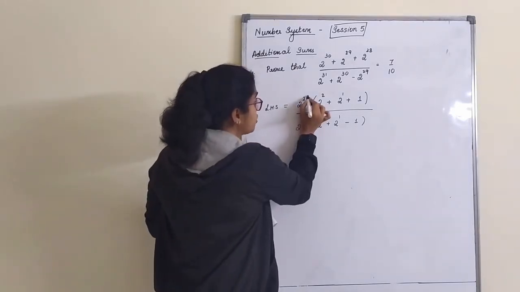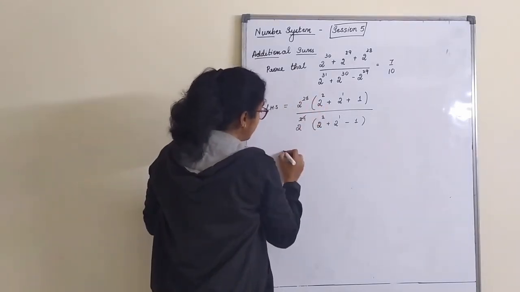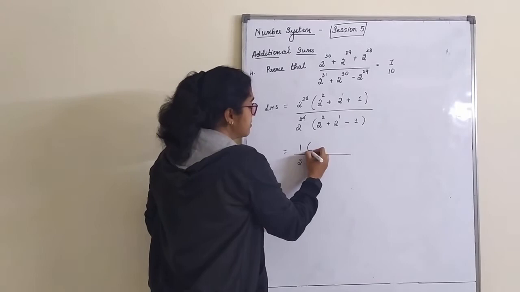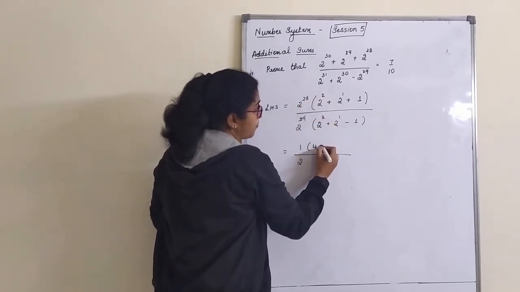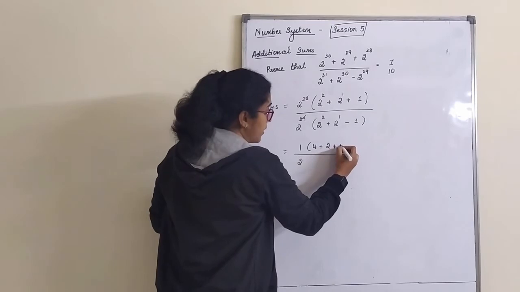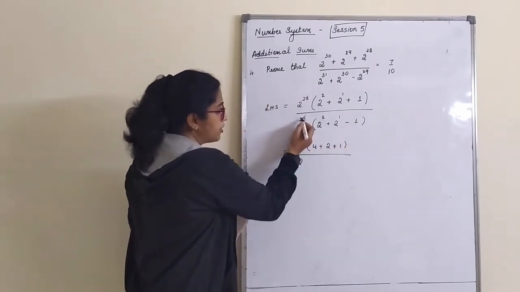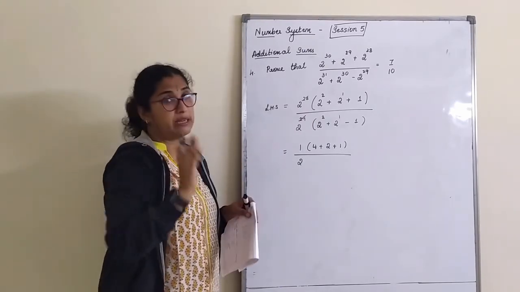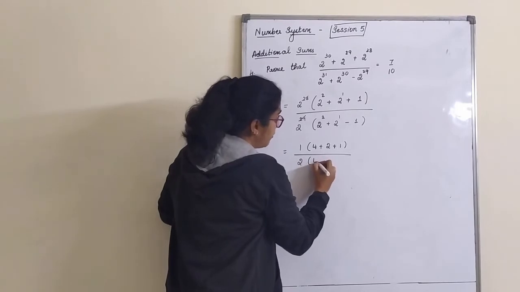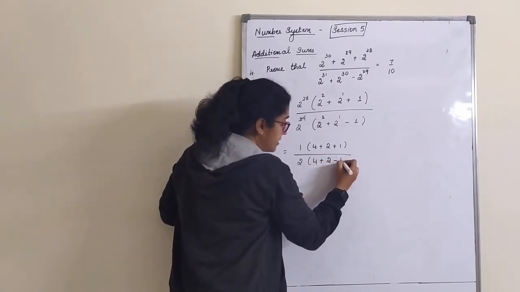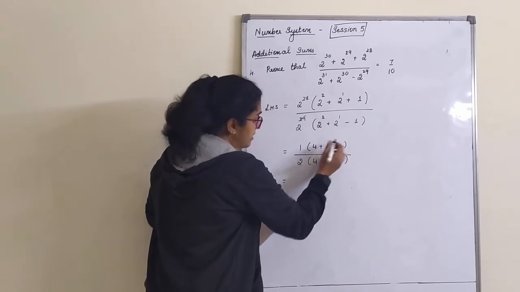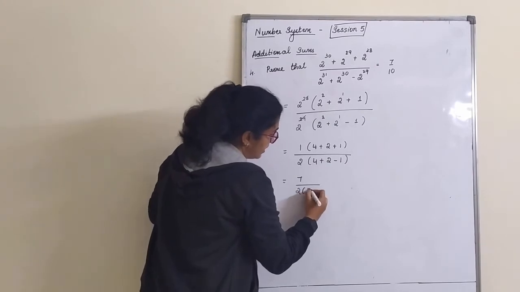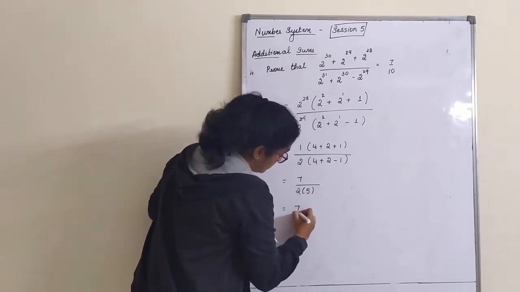But here, 2 raised to 28 times and 2 raised to 29 times, if I cancel, what will remain? 2 raised to 1 will remain. I'll keep that as it is. 2 square is 4. 2 raised to 1 is 2. Plus 1 as it is. This is 2 raised to 1 because of 28 times, 29 times, as per the exponential rule, 2 raised to 29 minus 28. 2 square is 4. 2 raised to 2 minus 1. 4 plus 2 plus 1 is 7. 2 raised to 4 plus 2 minus 1 is 5, 6, 6 minus 1, 5. So the answer is 7 by 10.